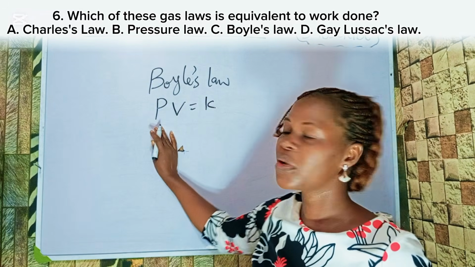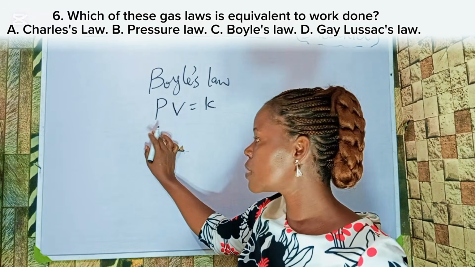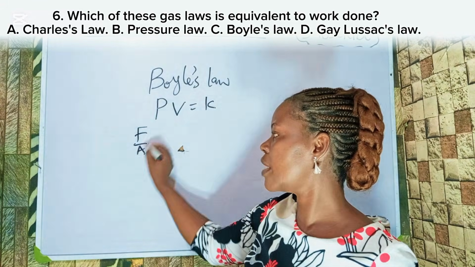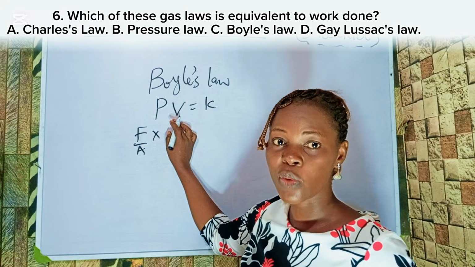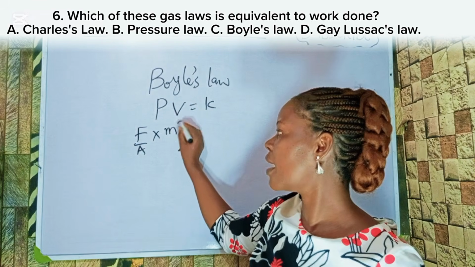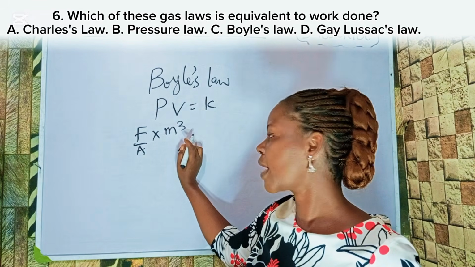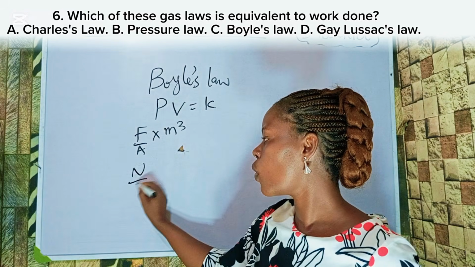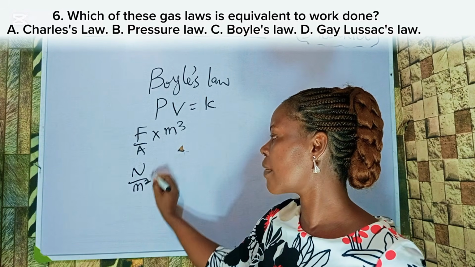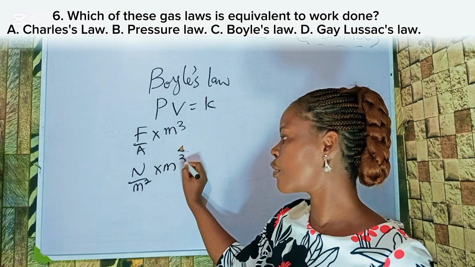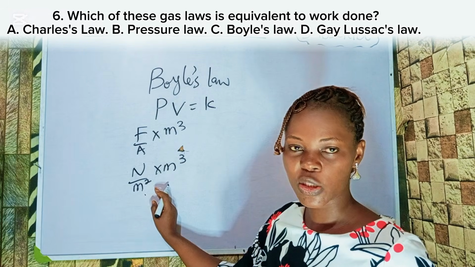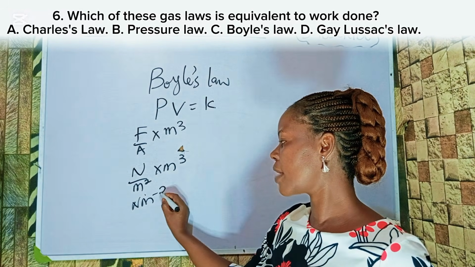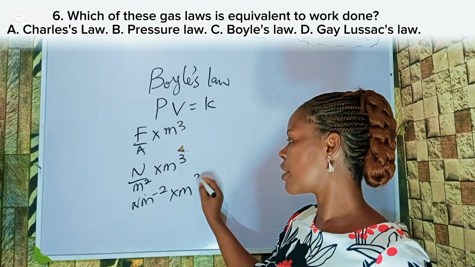Okay? Now let's see what the units can give us. What is P? P is pressure, right? What is pressure? That is force over area, right? And V is volume, that is meter cube, right? So we can work it out by saying units of force is Newton over meter square, then multiply by meter cube. So we have Newton per meter square times meter cube, okay?